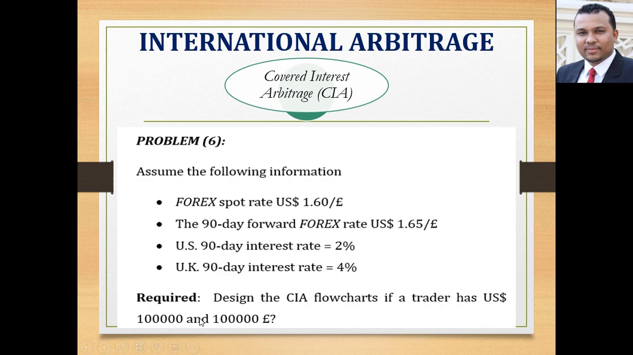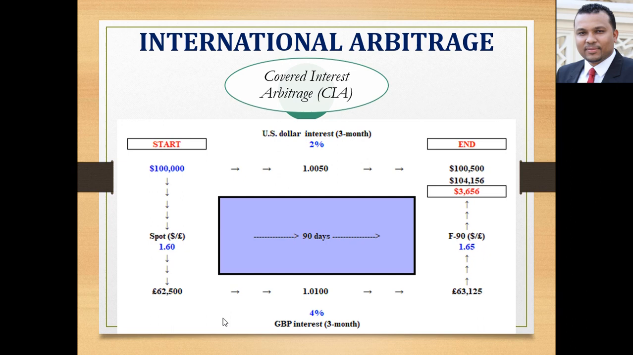The first case in our example, suppose the trader starts with 100,000 US dollars. This is your start point. Two options. Number one, to make the 2% interest rate in the money market in USA. The second direction is to convert the amount to Great Britain pound. But the first direction, number one, go to the money market in USA, buy 2% annually, but in our example 3 months or 90 days.